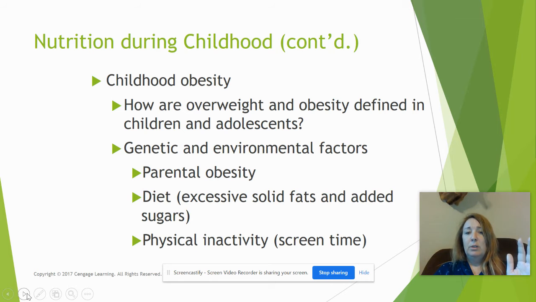To figure out BMI for kids, you're going to do the math the same way, weight in kilograms over height in meters squared, but then you take that number and plot it with their age on that growth chart to get the percentile. Okay, and on Blackboard, under the PowerPoints, I have that breakdown that I just gave you. The 5 to 85% is normal, the 85 to 95% overweight, and then 95% and up is obese.